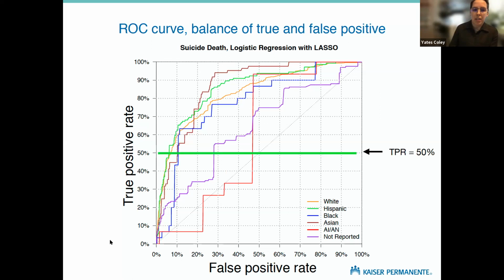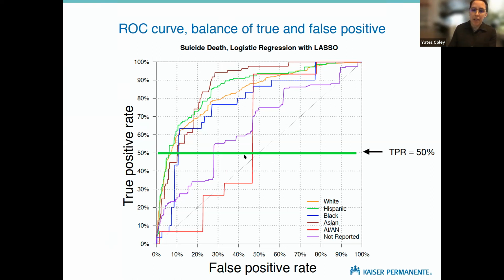So as I mentioned, we could set different thresholds for each racial and ethnic group to ensure equal opportunity, or the same true positive rate or sensitivity across all groups. For example, we could want a true positive rate of 50% for every group. So we would select a risk threshold for each group and intervene for all visits with a risk score above that threshold in order to treat half of the eventual events or suicide deaths.